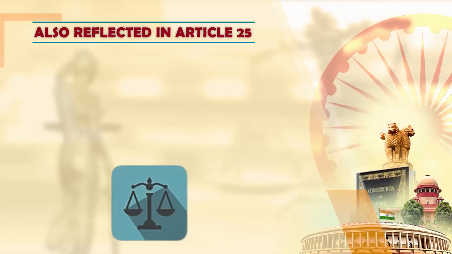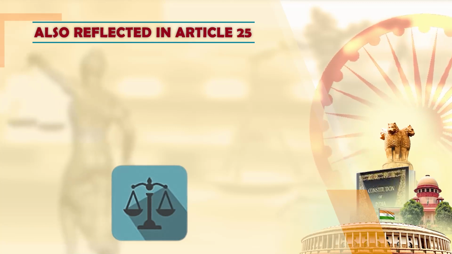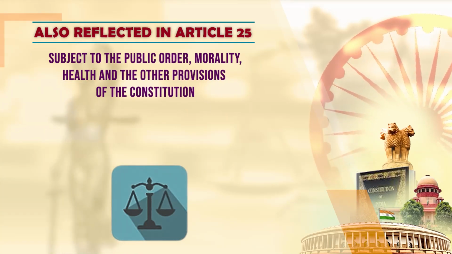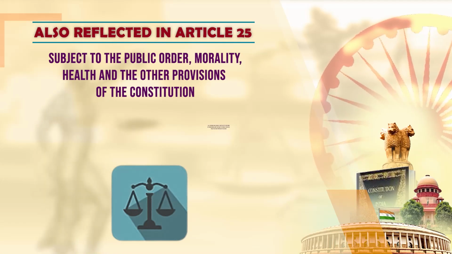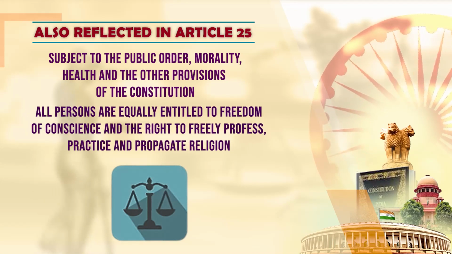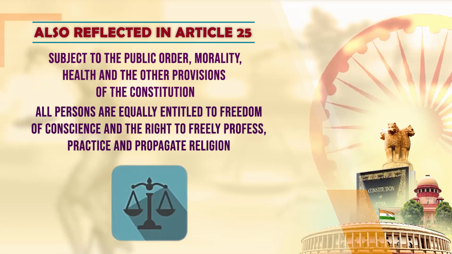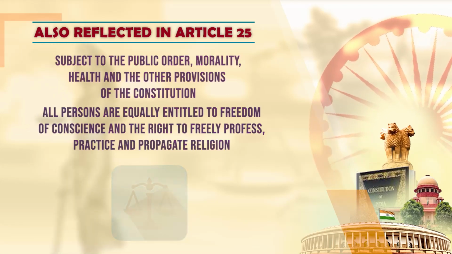And Article 25 guarantees the right to religion in this way: subject to, as we have come to know from the earlier discussions, no fundamental right is absolute. Accordingly, that is also reflected in Article 25, which states that subject to public order, morality, health, and to the other provisions of the Constitution, all persons are equally entitled to freedom of conscience and the right to freely profess, practice, and propagate religion.